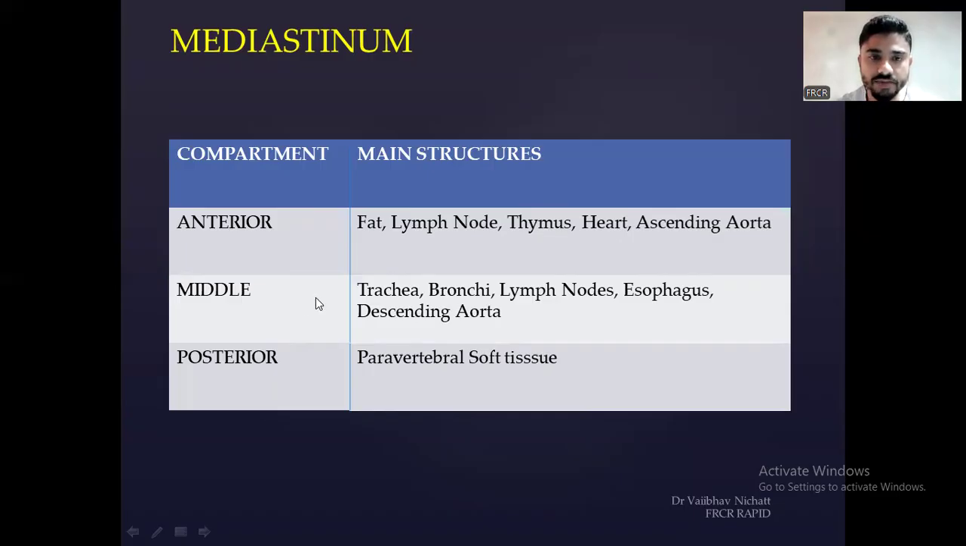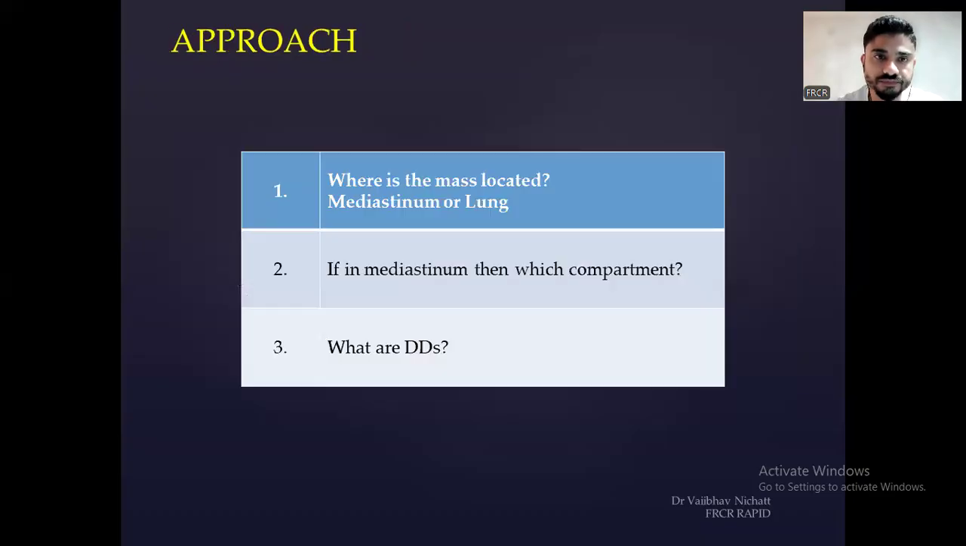Okay. Middle mediastinum contains trachea, bronchi, lymph nodes, esophagus, as well as descending aorta. Posterior mediastinum is basically predominantly made up of bones and paravertebral soft tissue. If any lesion is arising from vertebral body, then that is in the posterior mediastinum.